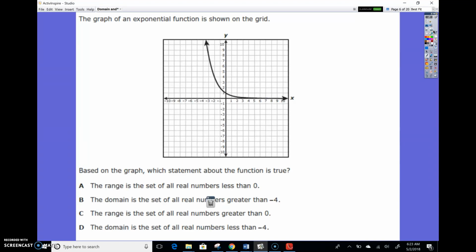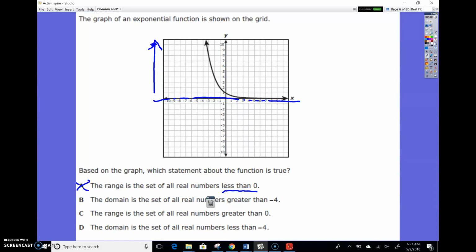The graph of the exponential function is shown on the grid. Based on the graph, which statement about the function is true? The range is all of the set of real numbers less than 0. You see, this is where our range is, here and up, so it should be greater than 0, so this is wrong. The domain is a set of all real numbers greater than 4.